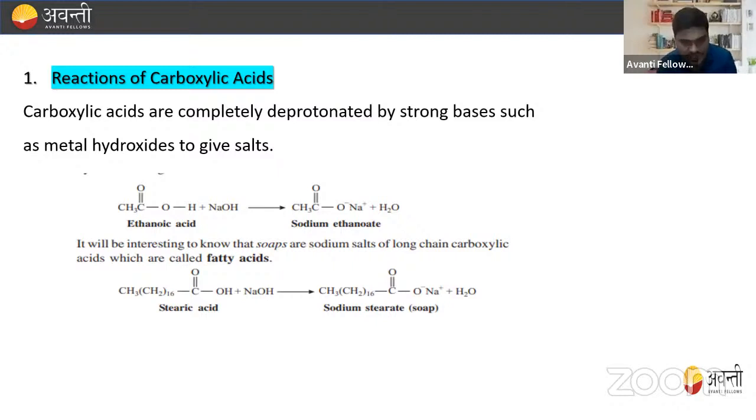This will easily give us sodium ethanoate. It will be interesting to know that soaps are the sodium salts of long chain carboxylic acids, which are called fatty acids. So this is known as stearic acid, CH3(CH2)16COOH, and with NaOH it will become sodium stearate, or soap, having the chemical formula of sodium stearate.